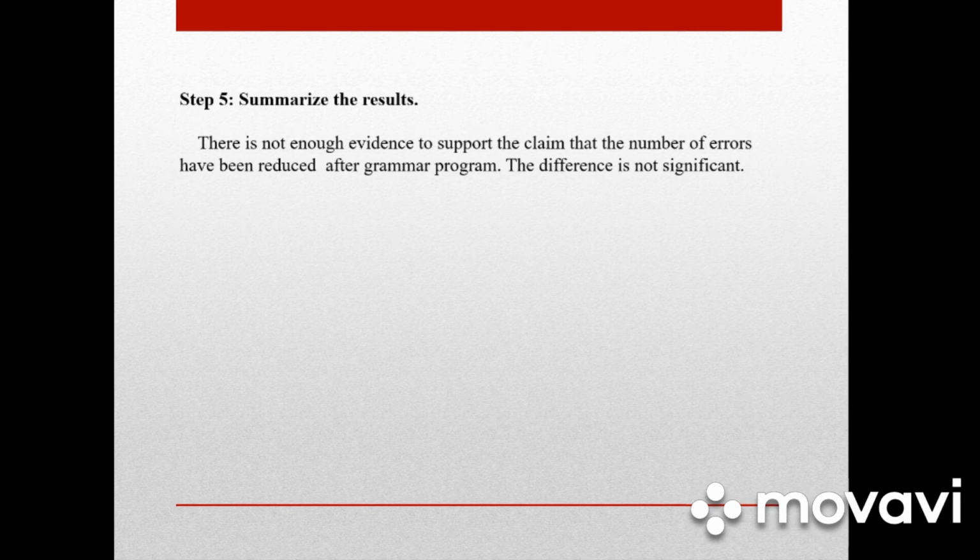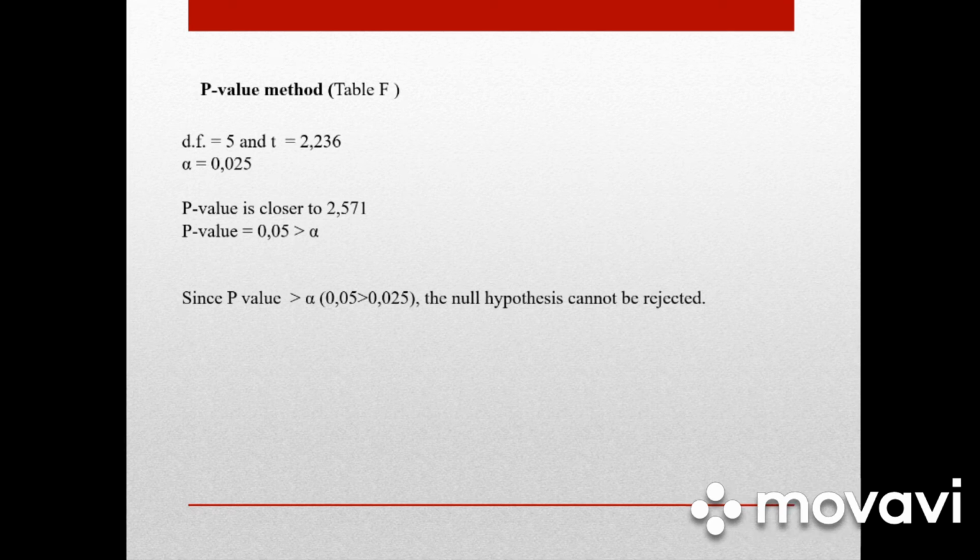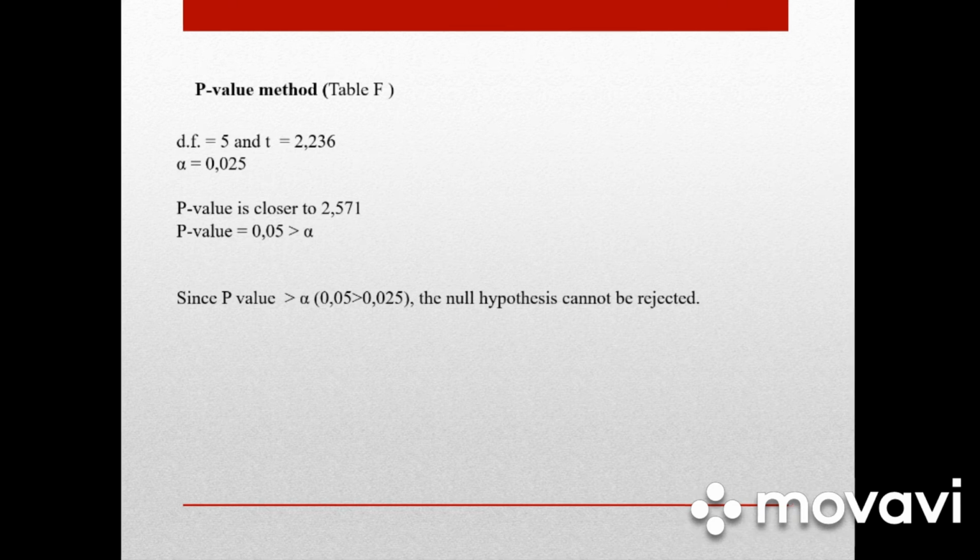So let's consider the p-value method to make the decision about our example. By using degrees of freedom and test value, we indicated the p-value, which is closer to 2.571, and it gives us the tail probability, which is equal to 0.05, and this value is more than 0.025, which is our alpha level. So our result will be the null hypothesis cannot be rejected because the p-value is more than the alpha level.